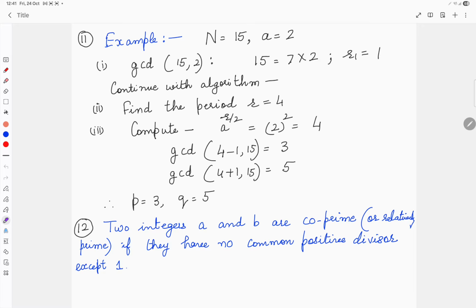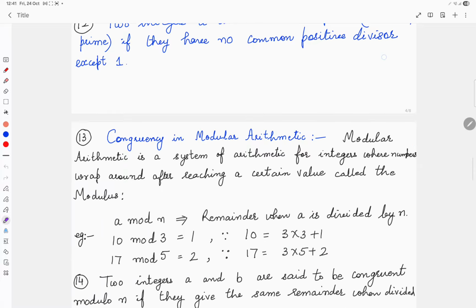Now let's go more into depth of some very fundamental concepts. Two integers a and b are co-prime, or relatively prime, if they have no common positive divisor except 1. So these are two co-primes. Why is this important? Because the factors which we have found using Shor's algorithm are co-prime. That means p and q, 3 and 5, have no common positive divisor except 1. That's why the term co-prime is important.